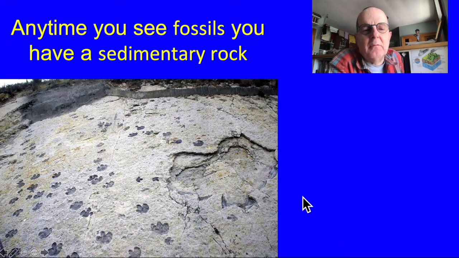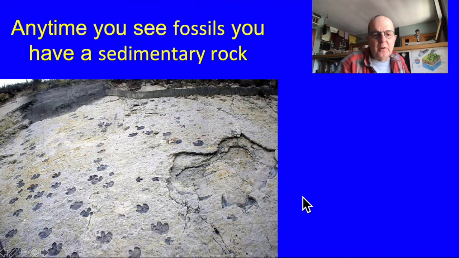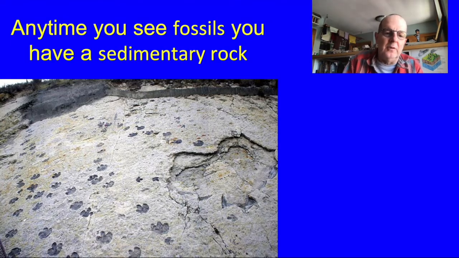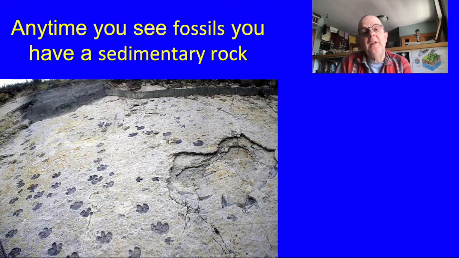So we'll continue. We ended with anytime you see a fossil, you have a sedimentary rock. In this picture, we see sedimentary rock, and in the rock are these impressions left behind by a dinosaur. These are dinosaur footprints. This you can see if you go up into Connecticut on Route 91.